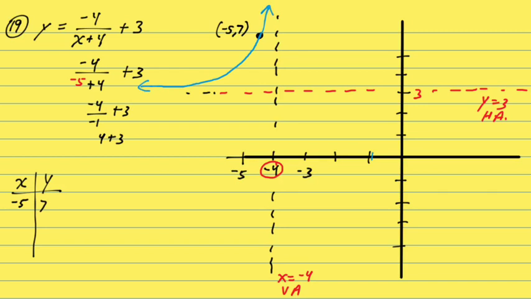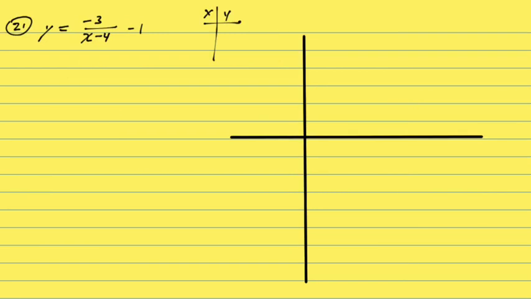Choose a value to the right of negative 4. How about negative 3? That makes this a 1 on the bottom, which makes it negative 4 plus 3, or negative 1. So if I put in a negative 3, I get a negative 1 out. And again, it curves from asymptote towards the asymptote. Okay, after 19, we're going to look at 21.